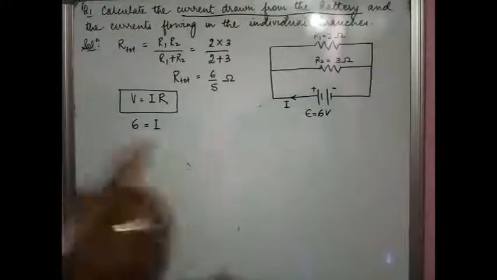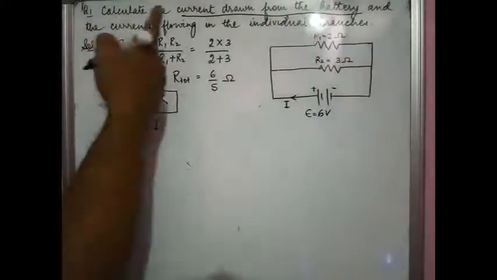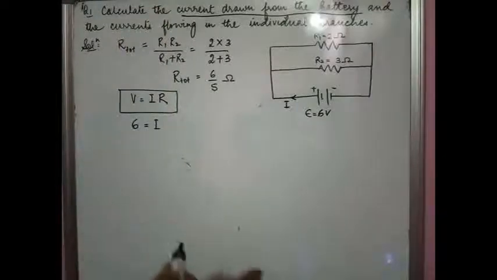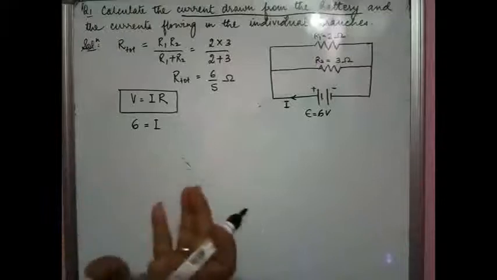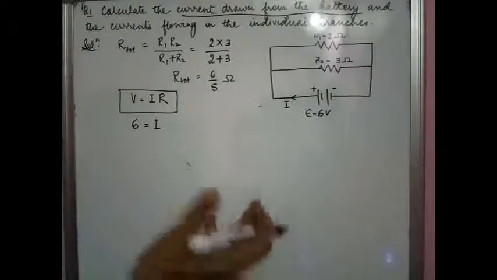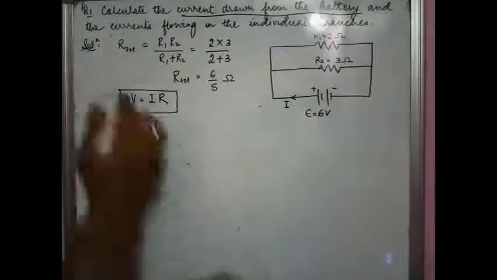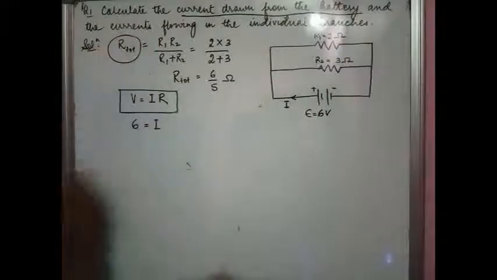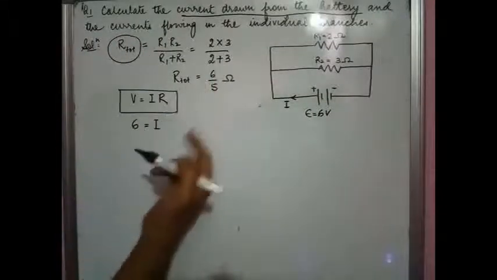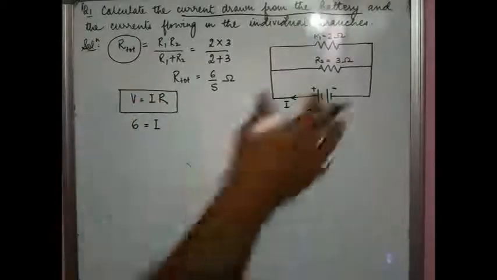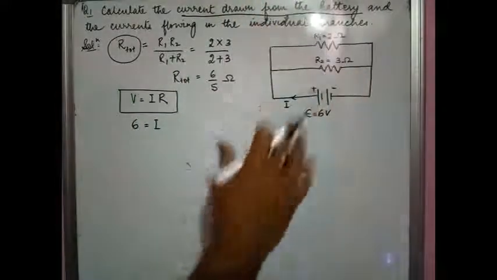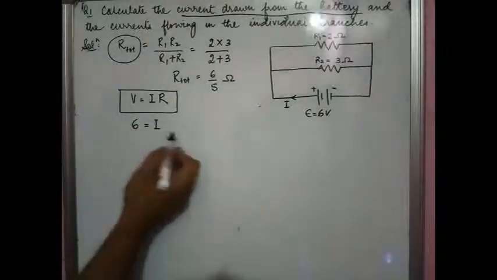The first thing the question asked was the current drawn from the battery, which is the main current or the total current that is drawn. For calculating the total current, we must always calculate the total resistance also, which we have already calculated. So this formula V is equal to IR, for the overall circuit, for the whole circuit, will be interpreted in this particular way.